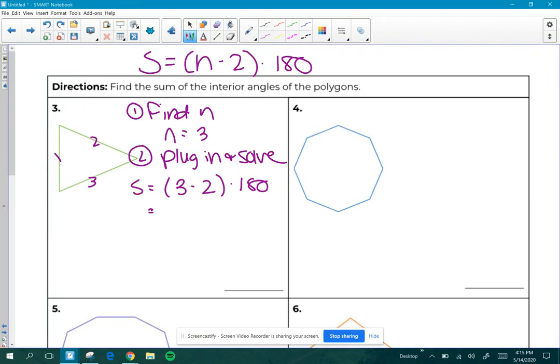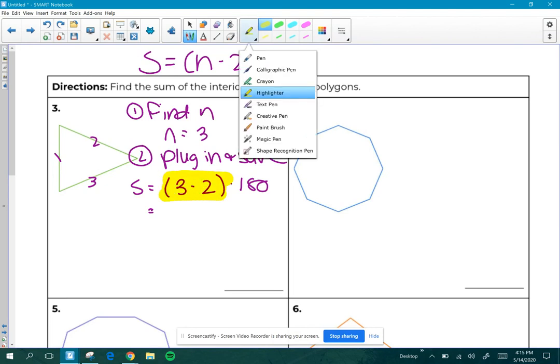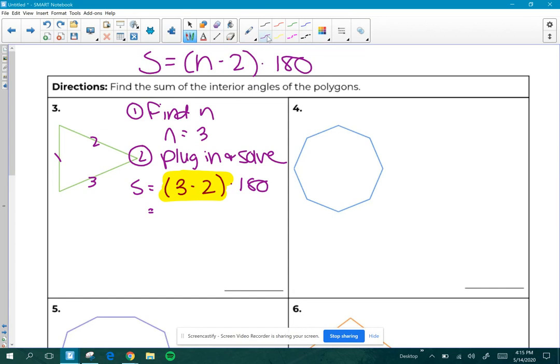Then dealing with just, get the highlighter, dealing with this first. Remember, order of operations, we have to deal with the parentheses first before we can multiply. So 3 minus 2 is 1. 1 times 180 would give me 180. So my answer is 180 degrees.